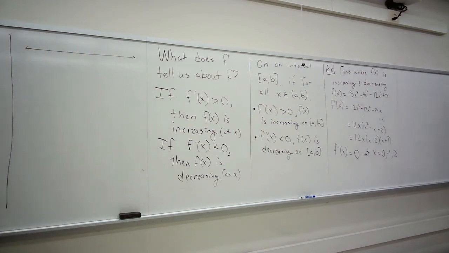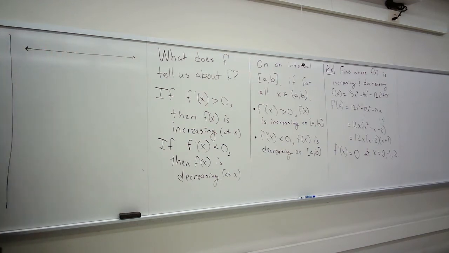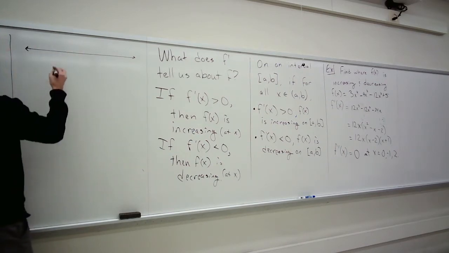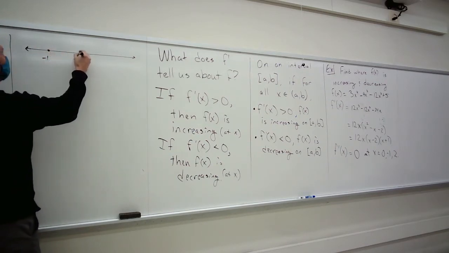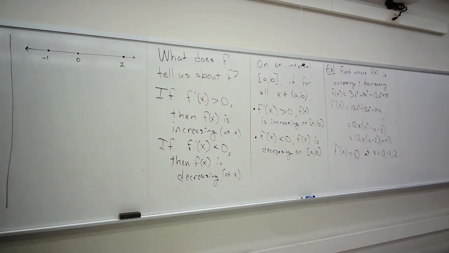So let's see if our function... Let's focus on the problem at hand. Let's see where our function's increasing or decreasing. At negative 1, at 0, and at 2, we know that our derivative is 0. So our function is not going up. It's not going down. It's flattened out.